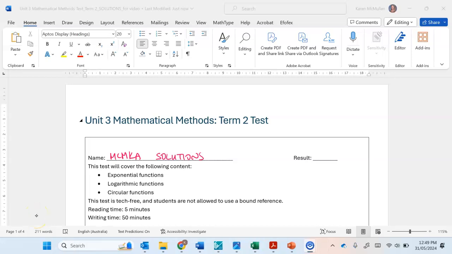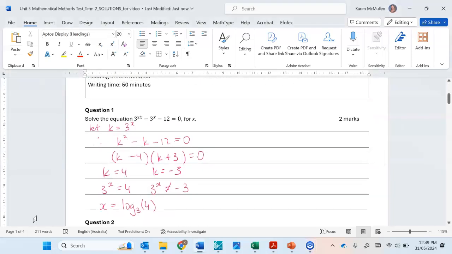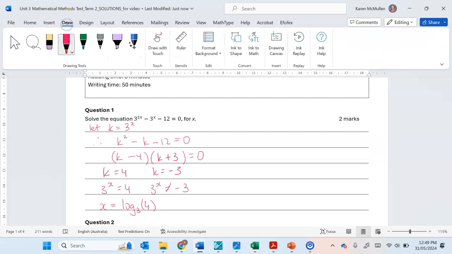Everyone, in this video we're going to go through the solutions to this term 2 test. The solutions are already up, but I'll just talk you through them as best as I can. Okay, so for the first one, we've got: solve the equation 3 to the power of 2x minus 3x minus 12 equals 0.